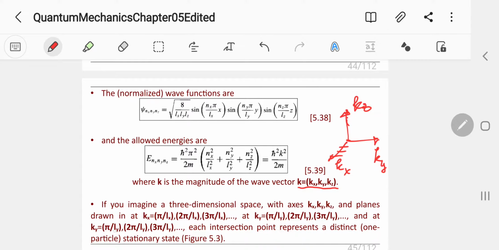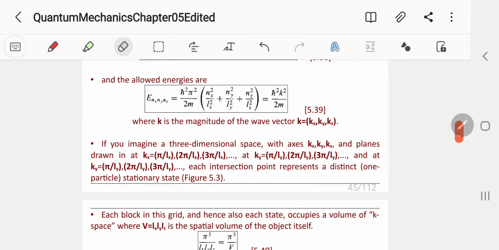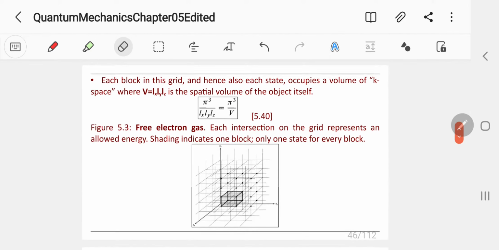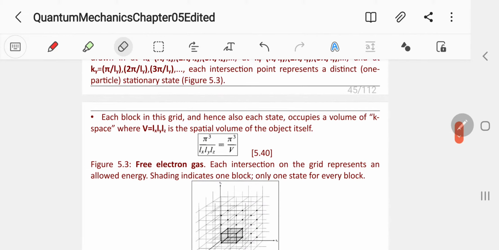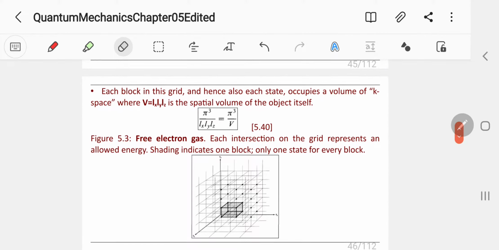By the way, this is kz, not ky. So when you draw the planes, you will enclose a region where in this region is enclosed a particle in that particular state.